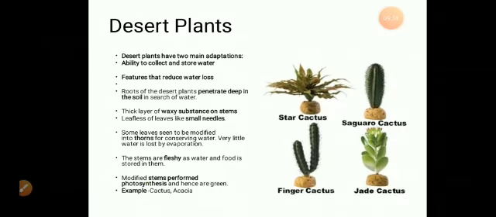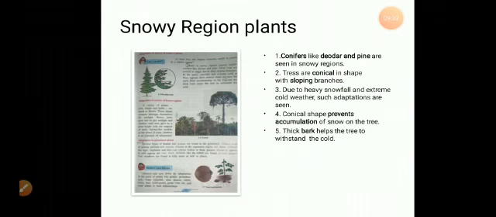Now let us go to the next slide. Let us study the adaptation of plants in the snowy regions. You must have seen the coniferous tree, the Christmas tree. Yes, see the shape of these trees. Now the plants which grow in the snowy regions mainly include conifers like the deodar and the pine. These trees are conical in shape due to sloping branches.